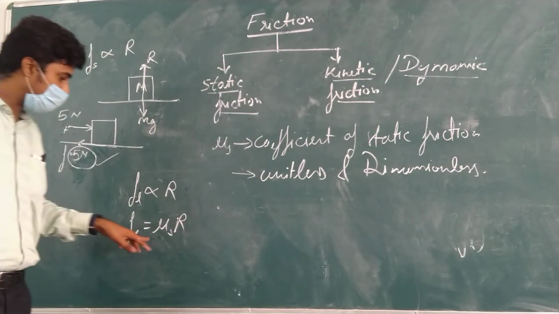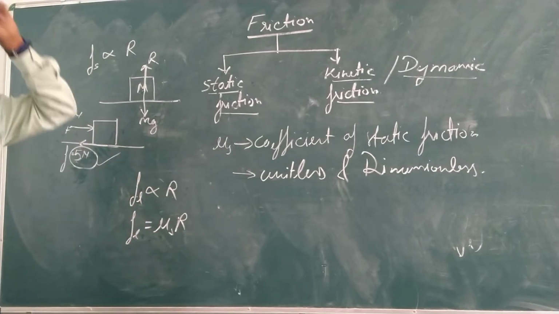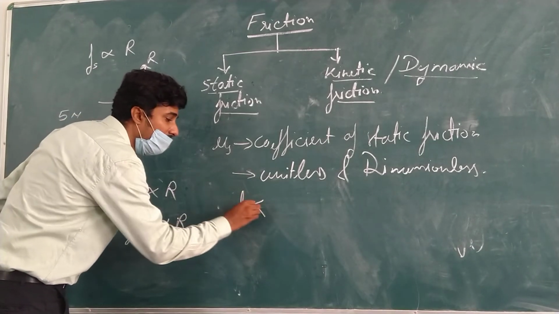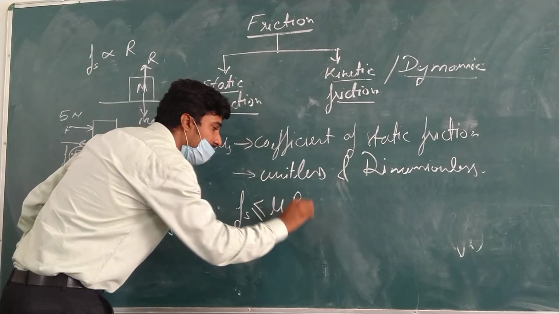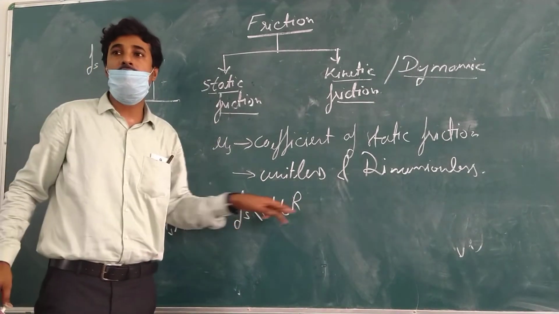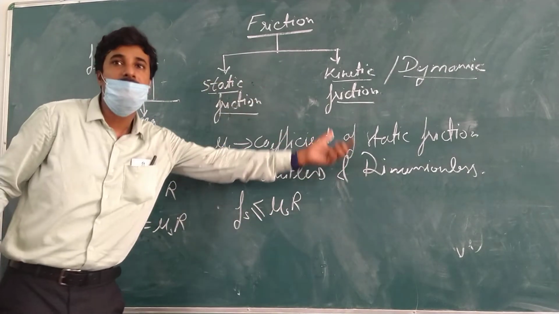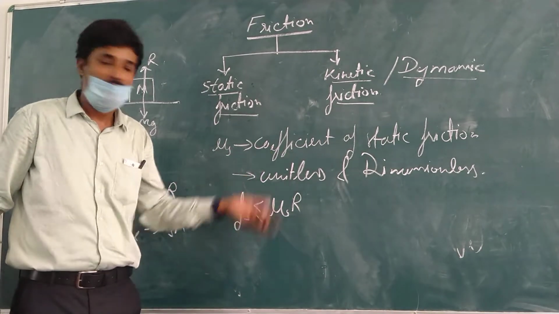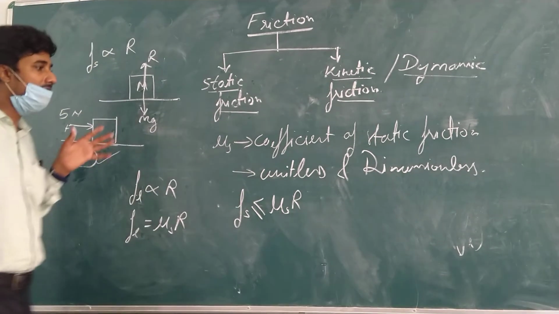Now Fl is equal to mu s R, and in case of static friction, Fs is less than or equal to mu s R, because limiting friction is the maximum value of static friction. So static friction will always be smaller than or equal to limiting friction, and limiting friction is equal to mu s into R. Is it clear to all?